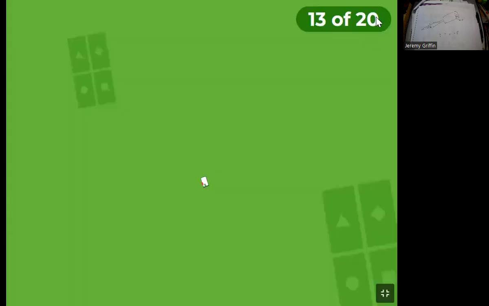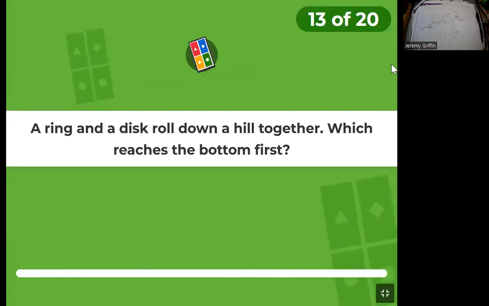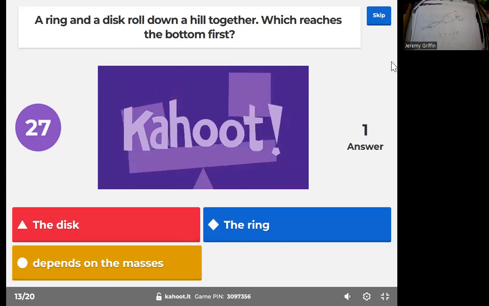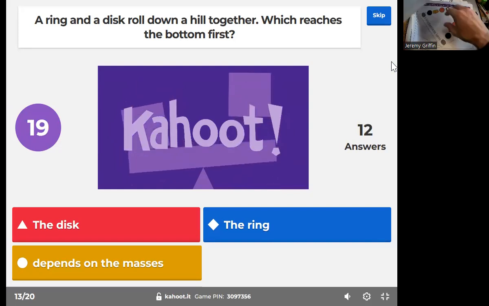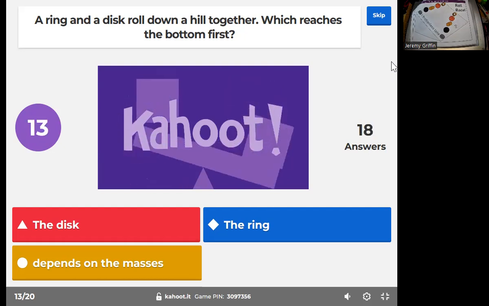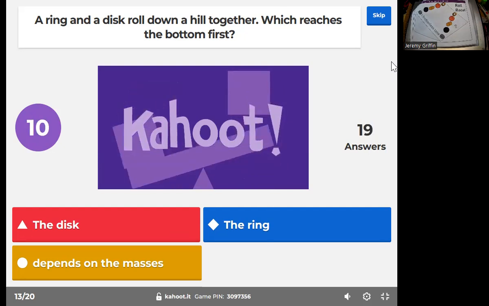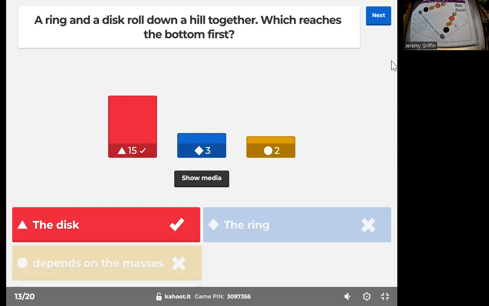Oh, all right. Legend IO picking up points. A ring and a disc roll down a hill together, which will reach the bottom first? Yeah, the disc, because it has less rotational inertia.